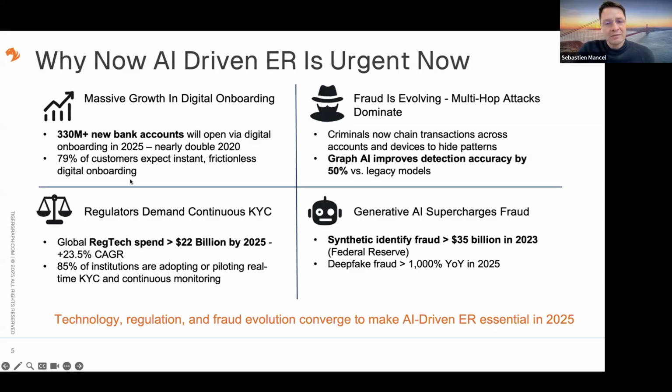And fraud is evolving. Fraudsters have evolved. They no longer act through a single account. They chain transactions across multiple accounts, devices, and identities to mask their behavior.